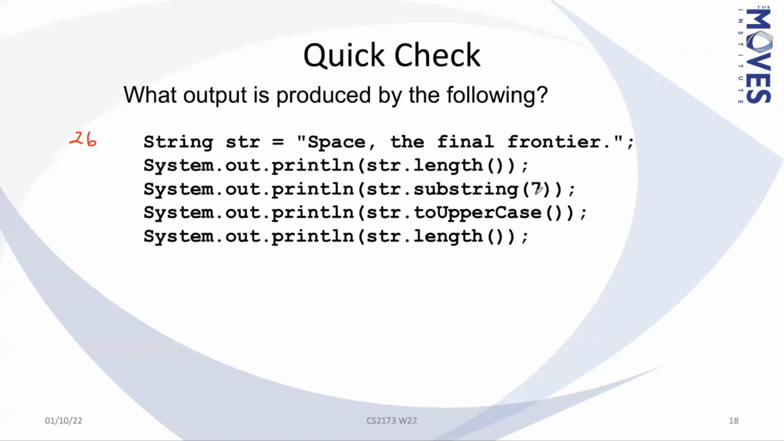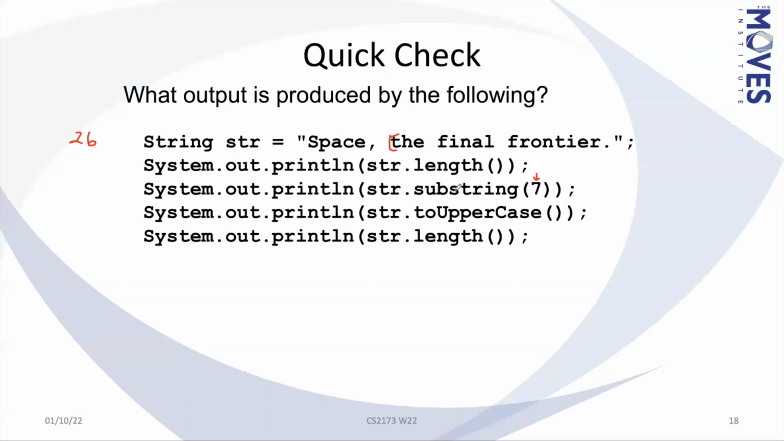Okay, now substrings. The thing to understand is if I only give it one index, it goes from there to the end. So that would go 0, 1, 2, 3, 4, 5, 6, 7. So that should be "the final frontier", which is what this would print. Now, to uppercase: because I'm still doing it on the original one, this will produce an uppercase of the whole thing.